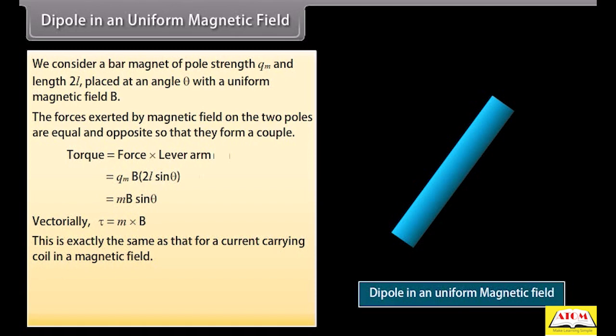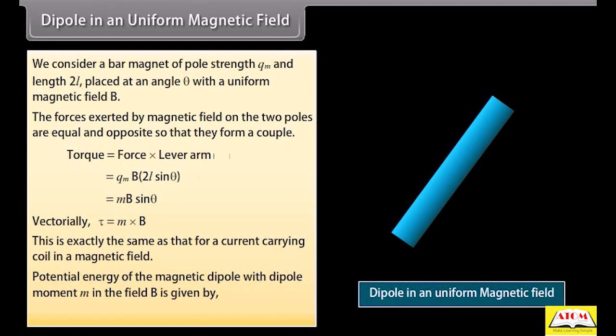This is exactly the same as that of a current carrying coil in a magnetic field. Potential energy of the magnetic dipole with dipole moment m in the field B is given by negative dot product of m and B, U = -m·B.